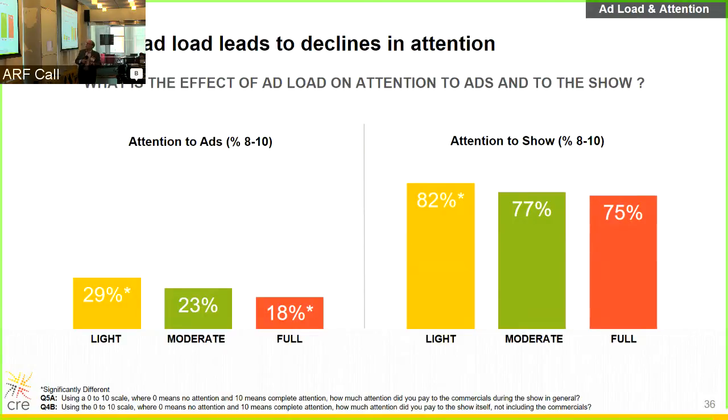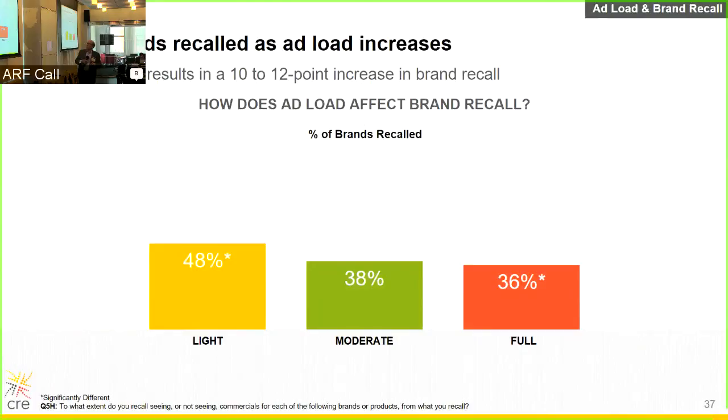But that was the main effect of ad load. Fewer brands, more recall. Again, not a surprise. More ads you put in there, the more difficult it is for people to recall. By the way, Peter and I had a question about, do you talk about the drop of 12 points from light to full, or do you talk about a drop of 25% of recall? My experience in ad sales says you talk about a drop of 25% in recall, not 12 points. But they're both true. So lighter ad load, better communication to the audience.